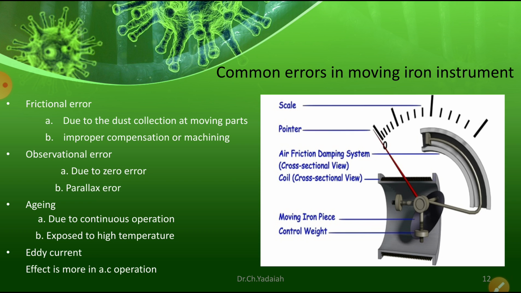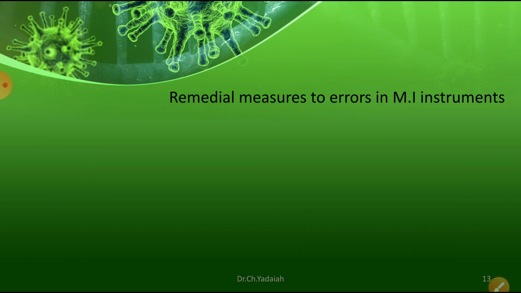We have seen the effect on deflecting torque and controlling torque, overall on our readings. Now, what are the remedies we have to take to reduce all these errors? Let us see. First, the temperature error. The temperature error can be reduced by using the swamping resistance connected in series in case of the voltmeter and parallel in case of the ammeters, as we discussed previously.